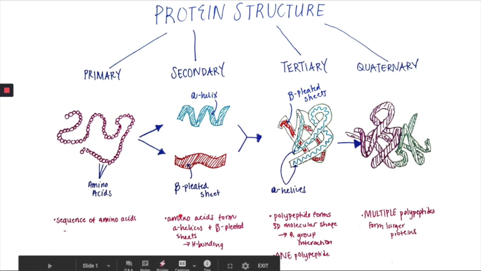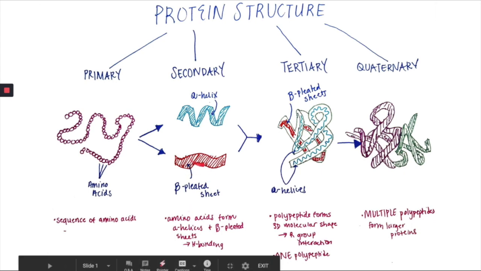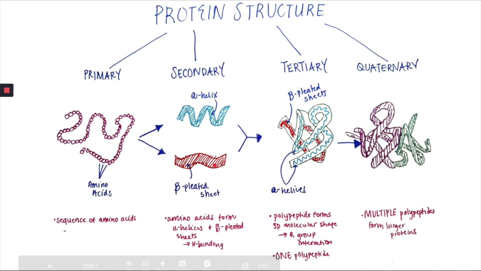Secondary structure is when the amino acids themselves fold or turn upon each other, and that's when they form two things, so either an alpha helix or a beta pleated sheet, and you can see those right here. And this is because of hydrogen bonding between the amine and carboxyl groups of the amino acids that are non-adjacent.